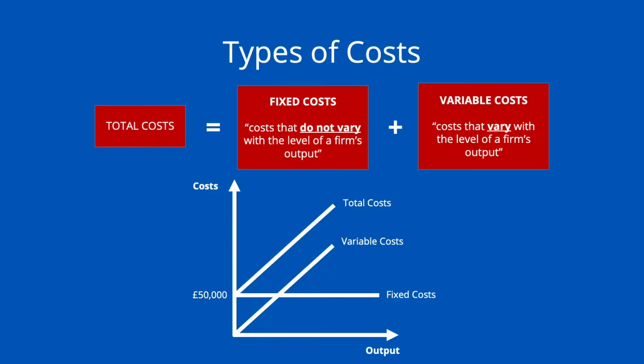Let's start off by looking at costs. Costs of production for businesses can be divided into two groups: fixed costs and variable costs. Fixed costs are costs that don't change depending on how much firms are producing. Examples of fixed costs include rent for office space, property taxes, and interest repayments on any loans a firm may have taken out. These costs remain constant, whether a firm produces 10 items a day or 10,000 items a day.